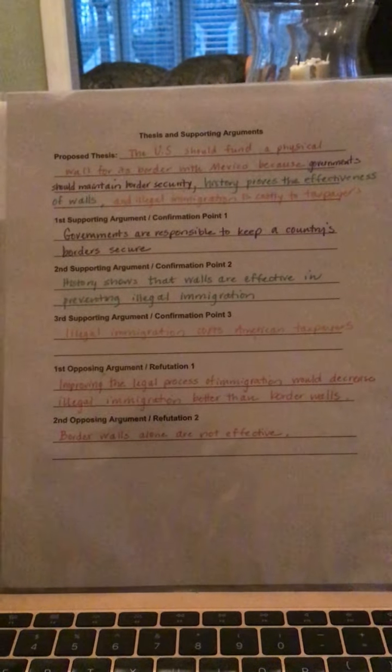So you'll notice what I've done is have parallel form by having a clause. Every one of my points is a clause. It's the subject verb. And then the points that I mentioned in the thesis, those are my supporting arguments. So I guess you could say that I wrote like a topic sentence here. Governments are responsible to keep a country's borders secure. Okay, that's my first supporting argument. And I put it up here in an abbreviated form.